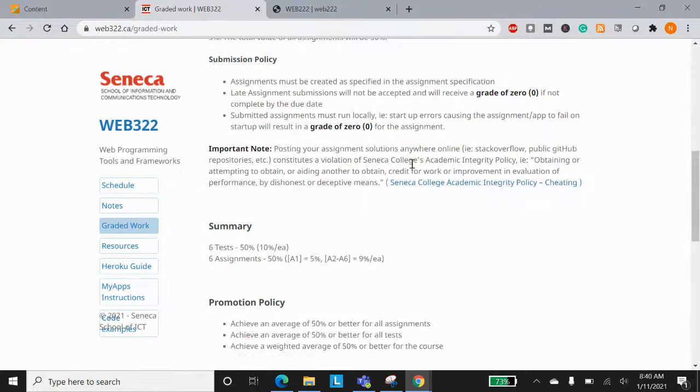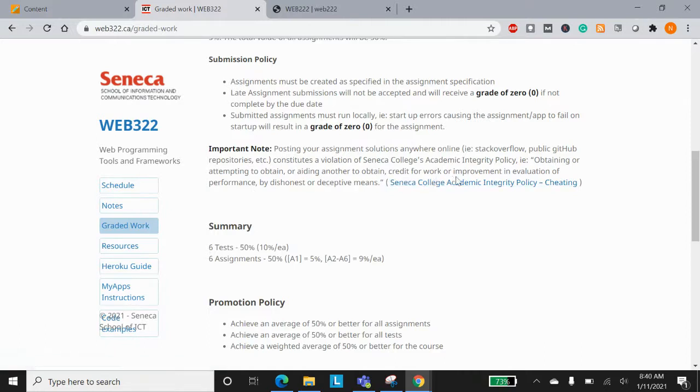Anyhow, an important note: posting your assignment solutions anywhere, Stack Overflow, GitHub repository, constitutes a violation of academic integrity. So again, you are not allowed to post your assignments somewhere, because this is against academic integrity.